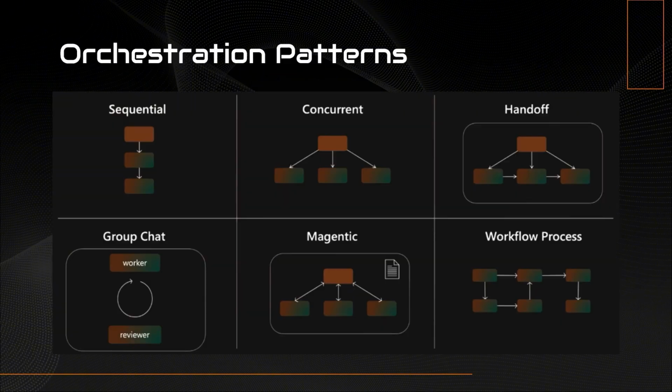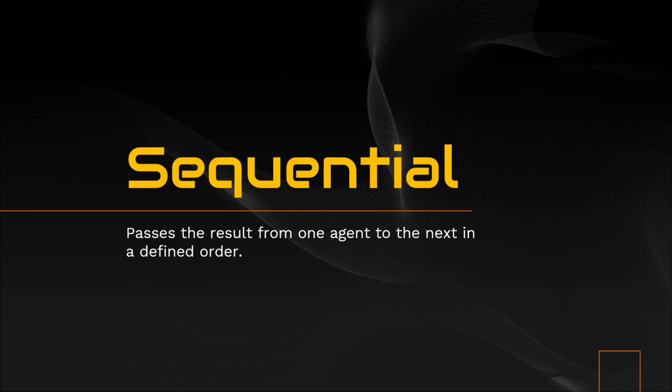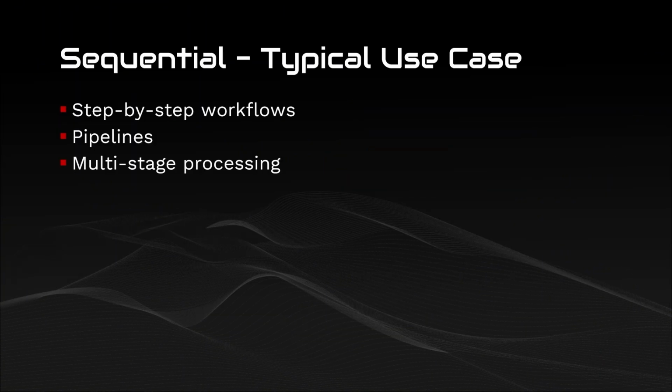Let's see how many orchestration patterns are available. As you can see in the picture, we have sequential, concurrent, handoff, group chat, Magentic, and workflow process. In this video, I will cover the first 5 items. Let's start with sequential. It passes the result from one agent to the next in a defined order. And about use cases, I can say it obviously works on step-by-step workflows, pipelines, and multi-stage processing.